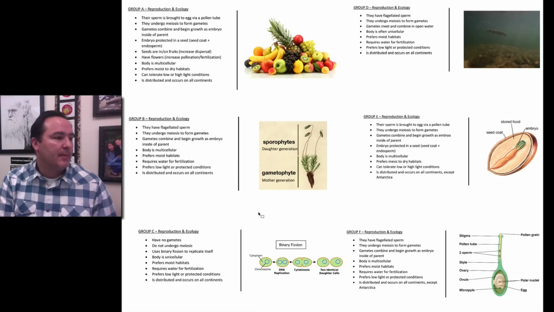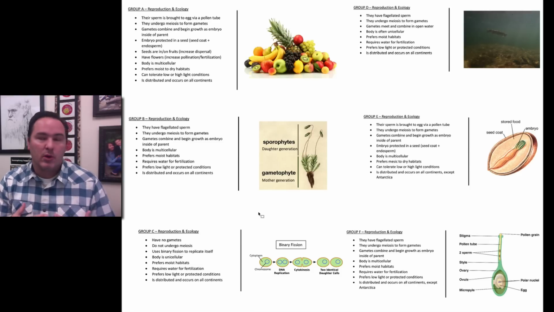Okay, so you should have opened up that next set of cards. These are reproduction and ecology cards in relation to each of these 6 groups. And if you think about the predictions that we just made as we were going through the morphology and the anatomy, we see that we actually did pretty well on predicting these.